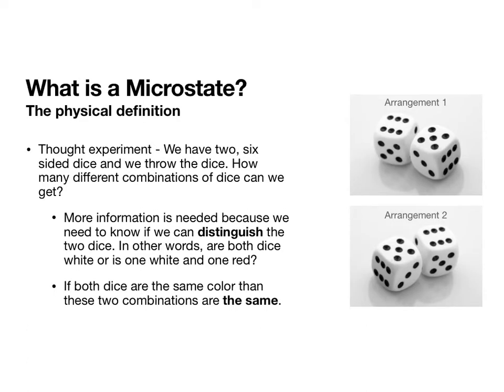Okay, so what is a microstate? As we think about molecules and a whole system of molecules, this can get very vague and hard to imagine in our heads. So what we tend to do is go to some sort of thought experiment that we understand. Let's think that we have two six-sided dice, like the regular dice that we have in Yahtzee, and we throw the dice. We roll them. How many different combinations of dice can we get?